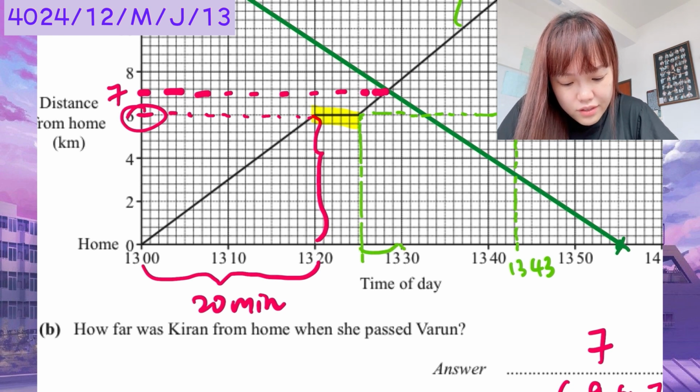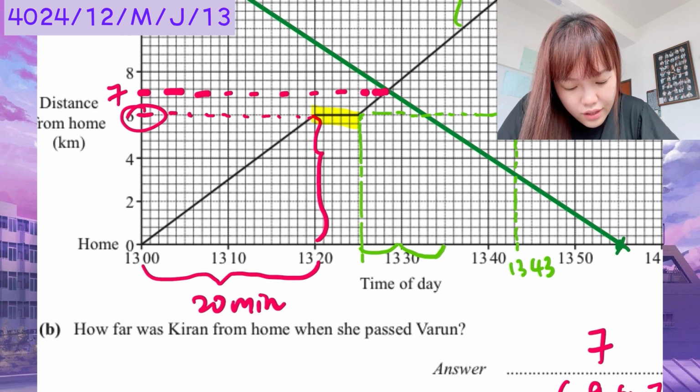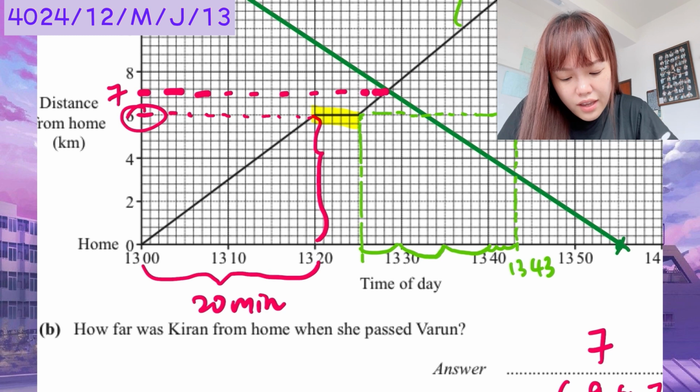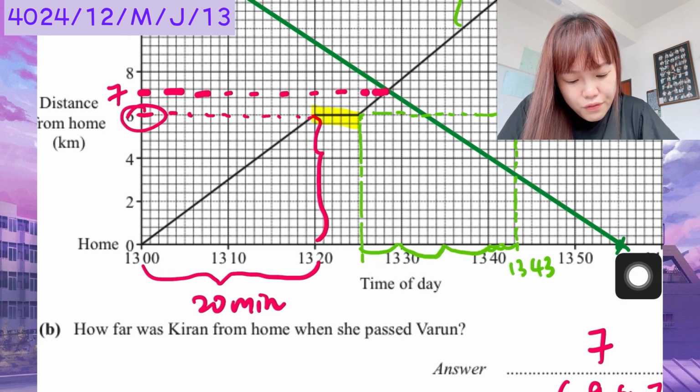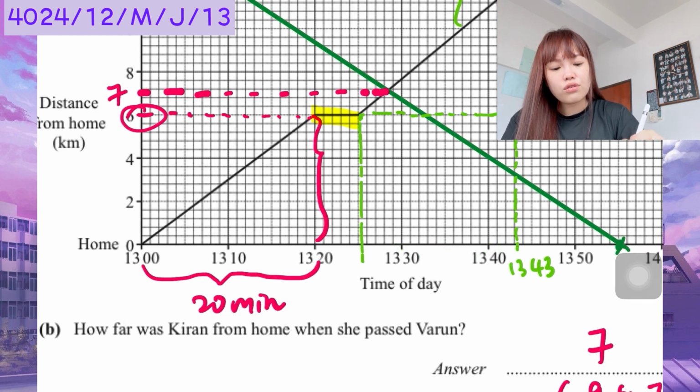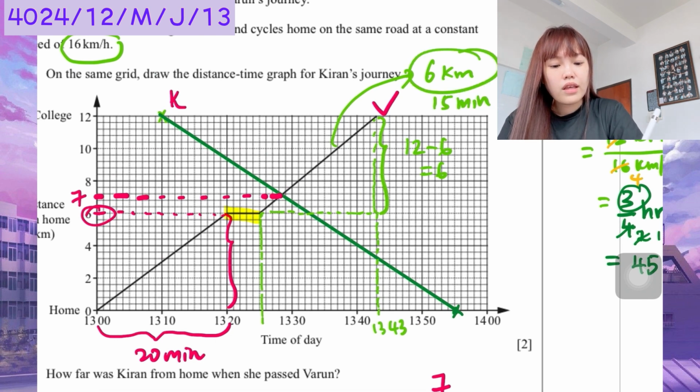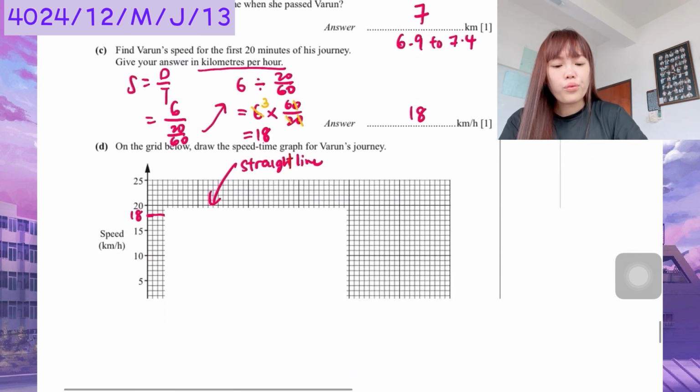5 minutes, until here is 10 minutes, 15 minutes, 16, 17, 18. So 18 minutes here, okay? 5 minutes like that, 5, 5, 5, 15, 15, 16, 17, 18. 18 minutes, okay? So Varun takes 15 minutes in 6 kilometer. So we need to find the speed, right?